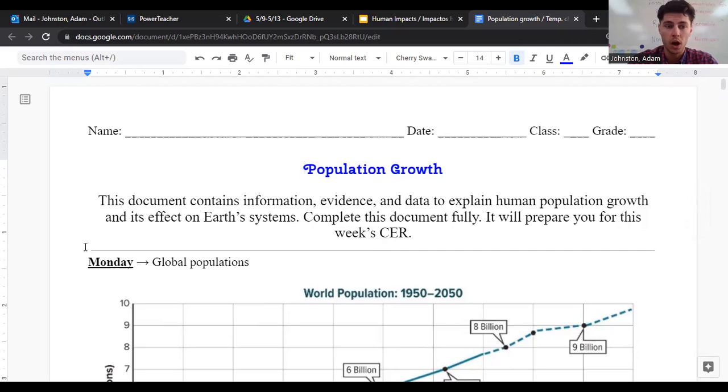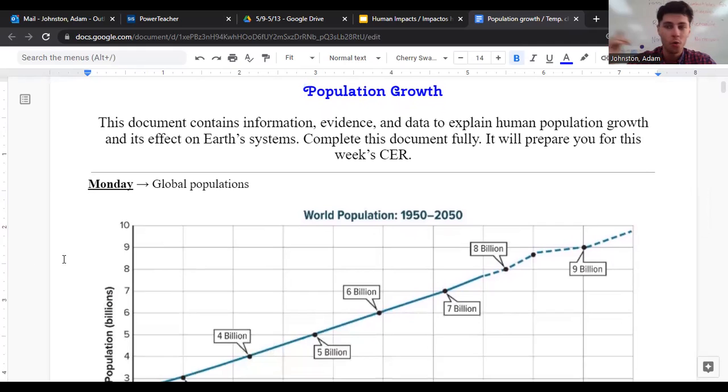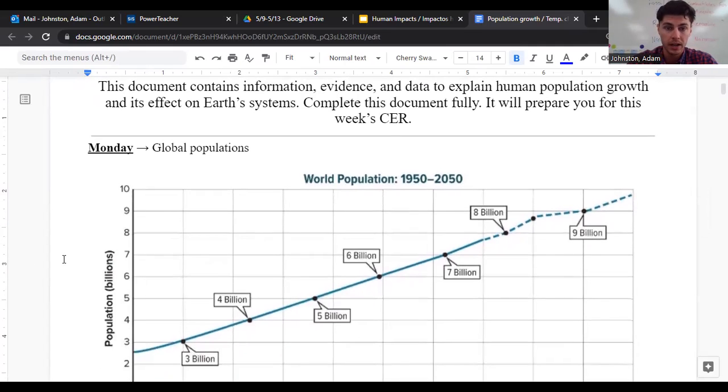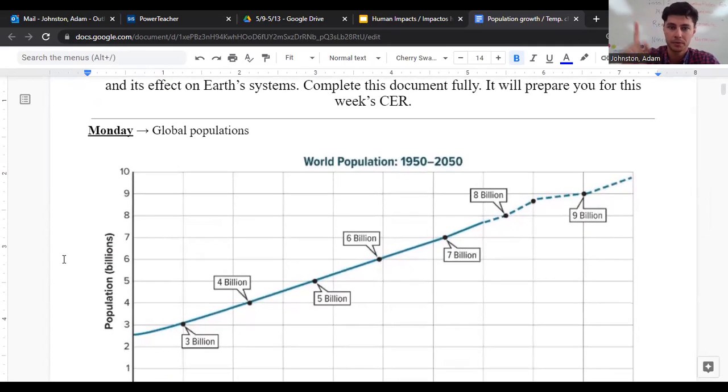So in this video, I'm going to explain Monday and only Monday. I'll make some more videos to explain the later parts of the packet. So on Monday, we're looking at 3 different graphs. First, world population from 1950 to 2050.